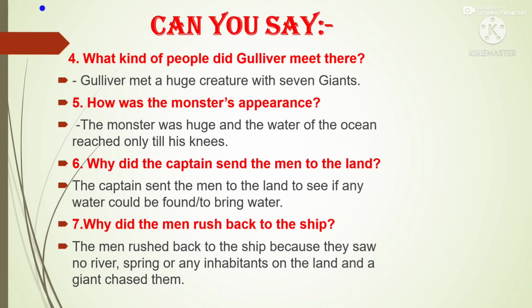How was the monster's appearance? The monster was huge and the water of the ocean reached only till his knees. Why did the captain send the men to the land? The captain sent the men to the land to see if any water could be found, to bring water with the vessels. Why did the men rush back into the ship? The men rushed back to the ship because they saw no river, spring or any inhabitants on the land, and a giant chased them.